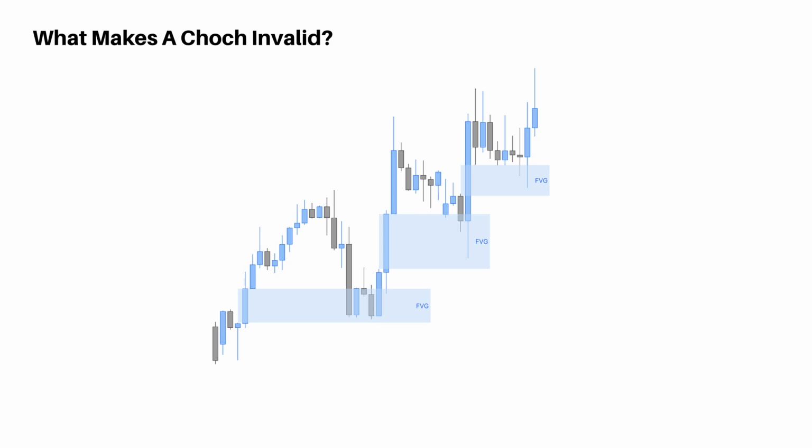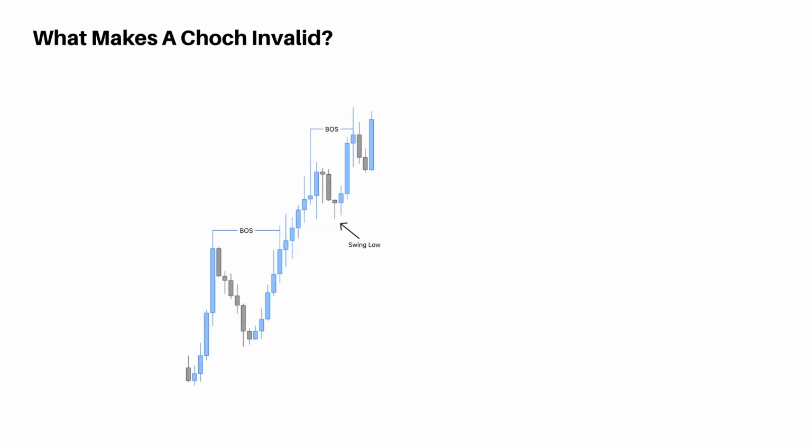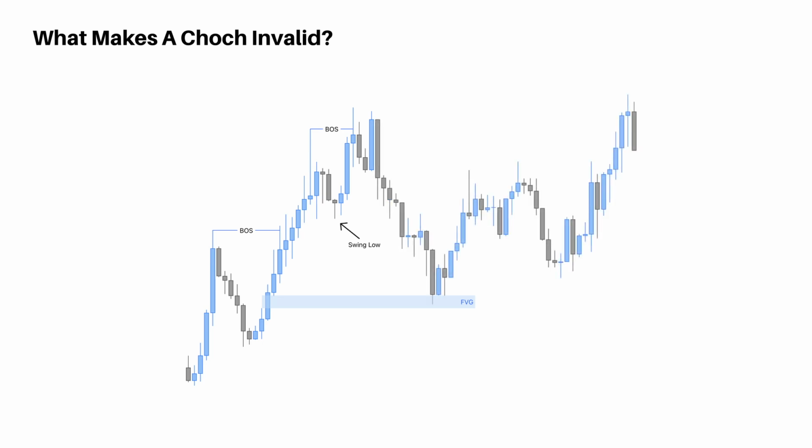Now here's where it gets interesting. Let's go back to the previous example. If you look closely at the left side of the chart, you'll notice an unmitigated fair value gap sitting just below the major swing low. In situations like this, price will often retrace into the fair value gap to fill the imbalance before continuing in its original direction. This pullback does not necessarily indicate a true reversal. Instead, it is simply the market rebalancing itself.